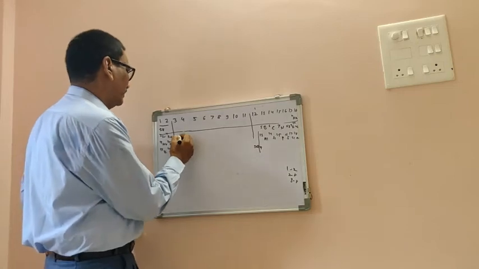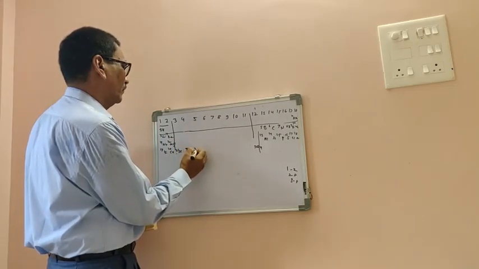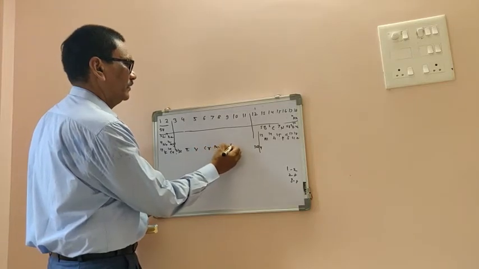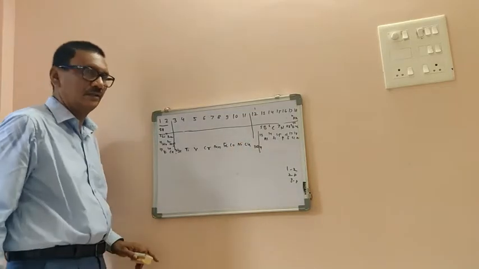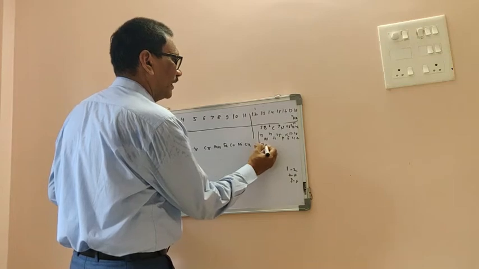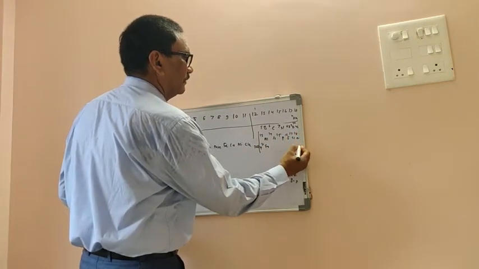So here many elements are there, like scandium, then titanium, vanadium, chromium, Mn, Fe, Co, Ni, Cu, and then zinc. And after that here 31 will be gallium like that, and the last one, argon, after that we have 36.